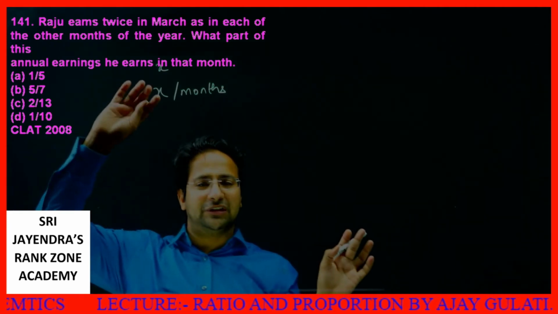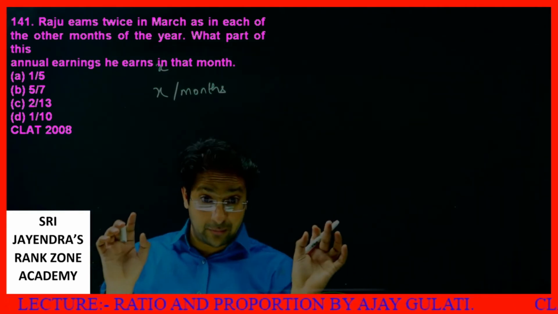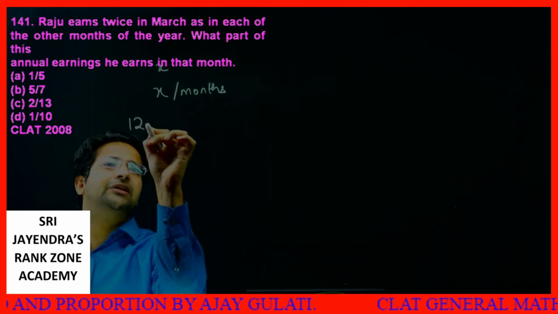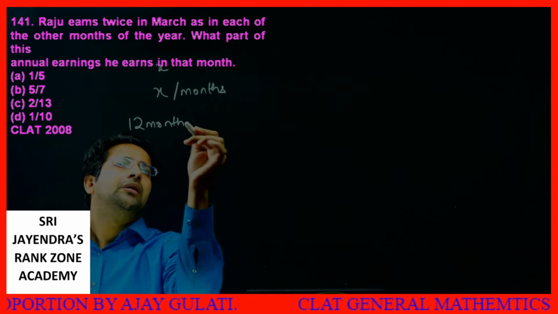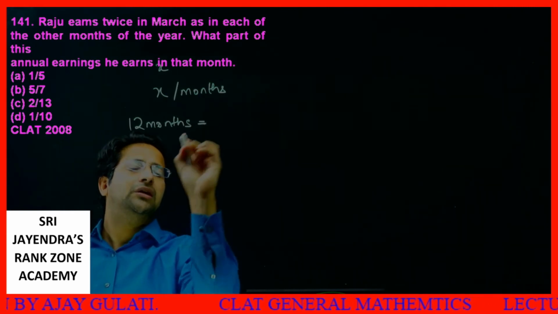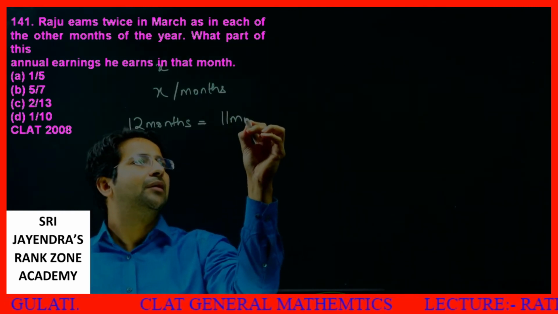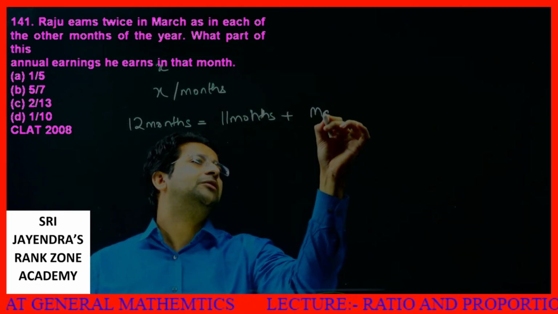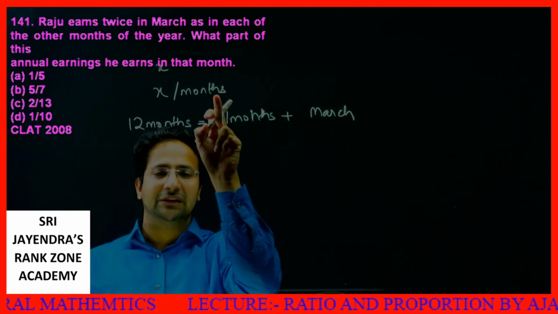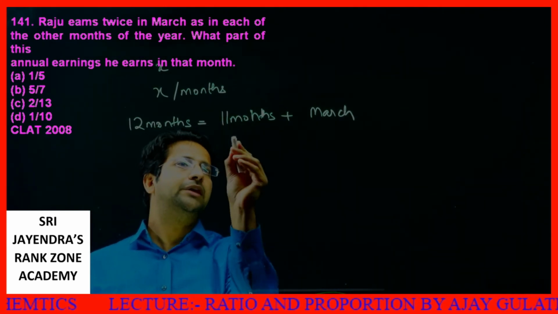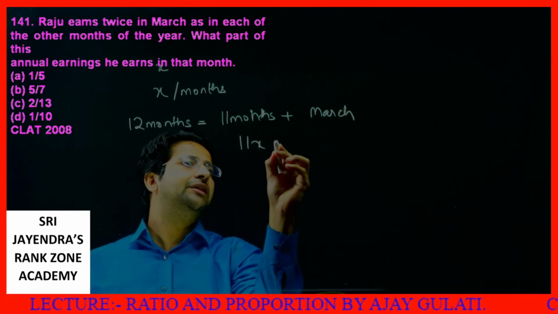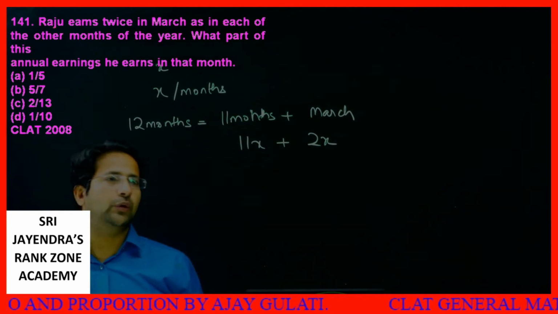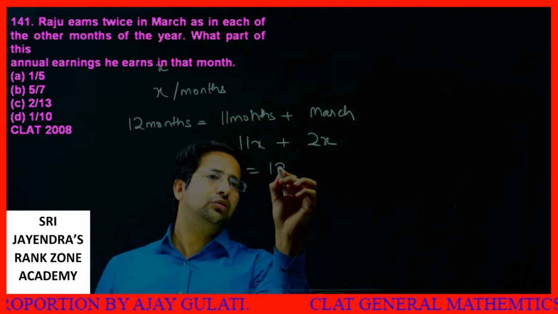If there is no such line, there is no such speciality for March, I can say 1 X rupees per month. So 12 months it will be 11 months plus separately March month. Every month he earns rupees X, so that way he will get 11x. In the month of March he gets something like a bonus, so he gets 2x. So total is equal to 13x.